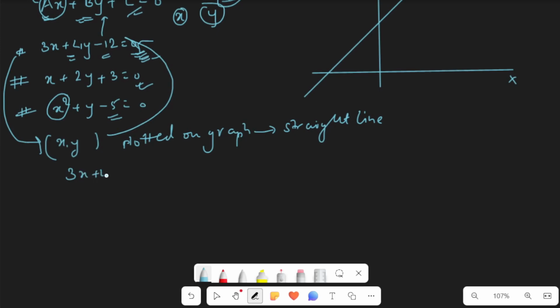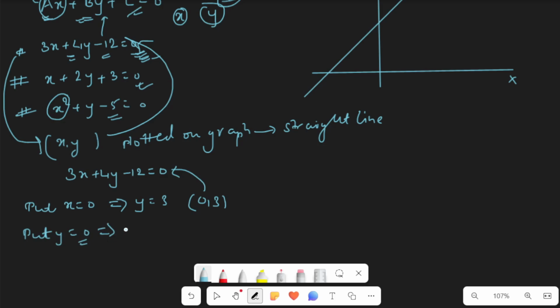3x plus 4y minus 12 equals 0. Now, let's put x equals 0. We get y equals 3. So, 0, 3. These are one pair of values that satisfy this equation. Let's take another by putting y equals 0. You can put any number here, but it's easy when you put 0, right? So, we get x equals 4. So, x is 4, y is 0. This is another pair of values that satisfy this equation.